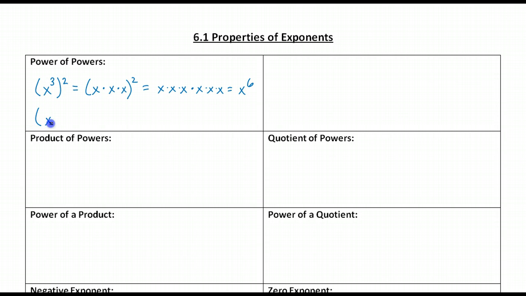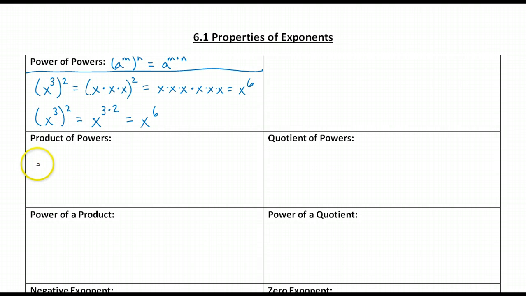In general, my shortcut would be to take my base, and when I have a power raised to a power, multiply those powers together. So my rule for power of powers is a base raised to a power raised to a power is that base with my powers multiplied together.